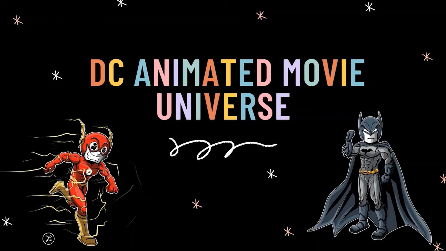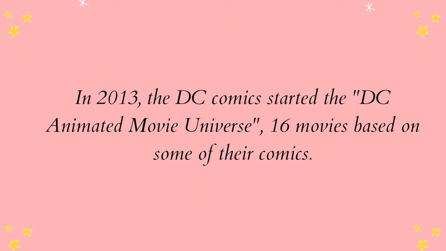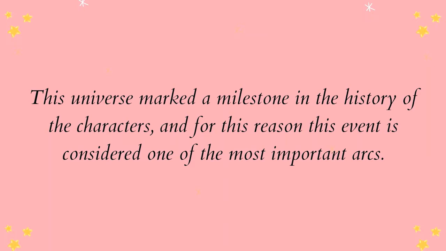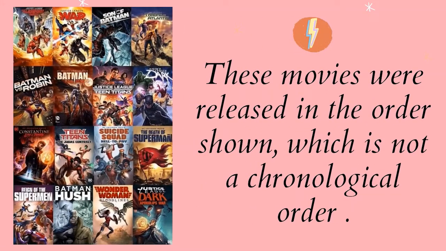DC animated movie universe. In 2013, the DC Comics started the DC animated movie universe, 16 movies based on some of their comics. This universe marked a milestone in the history of the characters, and for this reason this event is considered one of the most important arcs. These movies were released in the order shown, which is not a chronological order.